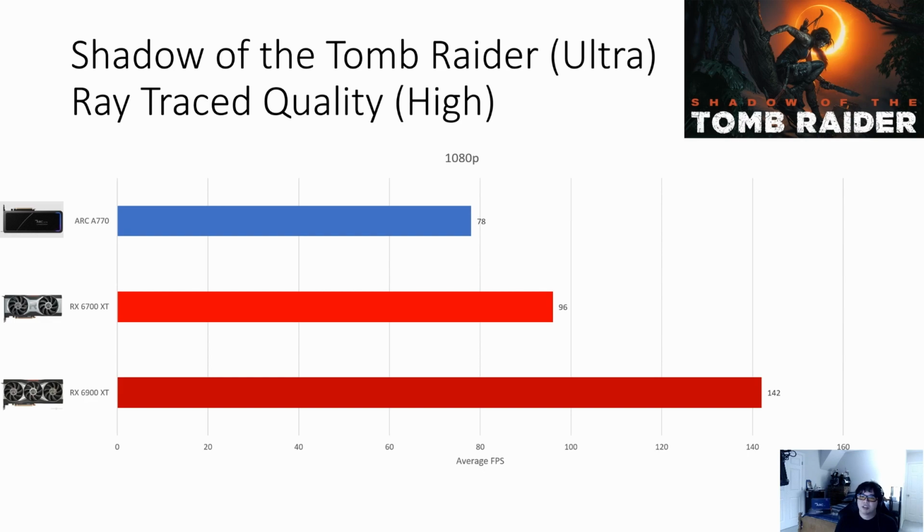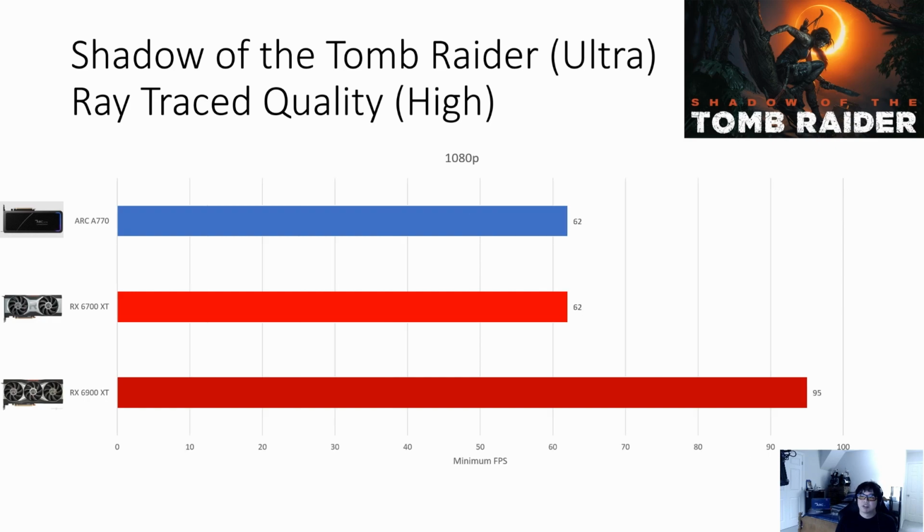Again, the ARC GPU, 78, not terrible, but it does show us that this is probably the best we're going to get when it comes to ray tracing. It's probably going to be 1080p as the resolution, very much like the first generation of the NVIDIA RTX cards, the 20 series. That's kind of what this performance looks like to me. If we look at minimum FPS for these, ARC did 62, tied with the 6700 XT. Interestingly enough, they both have the exact same minimum at 1080p. The 6900 XT at 95.